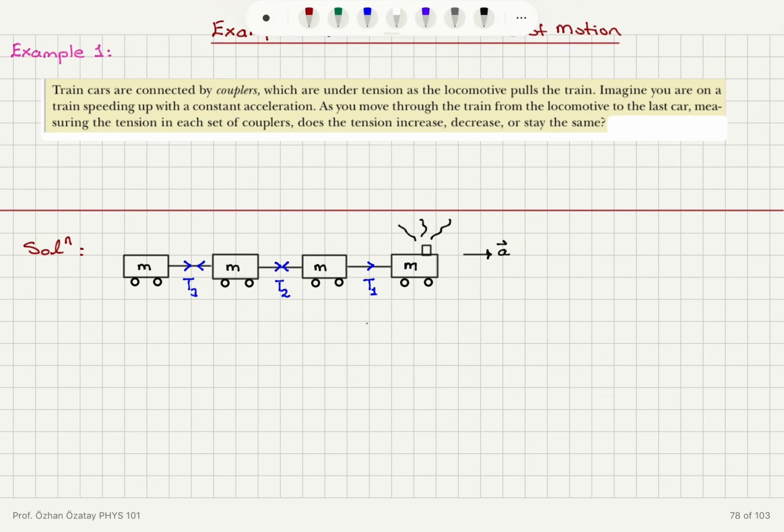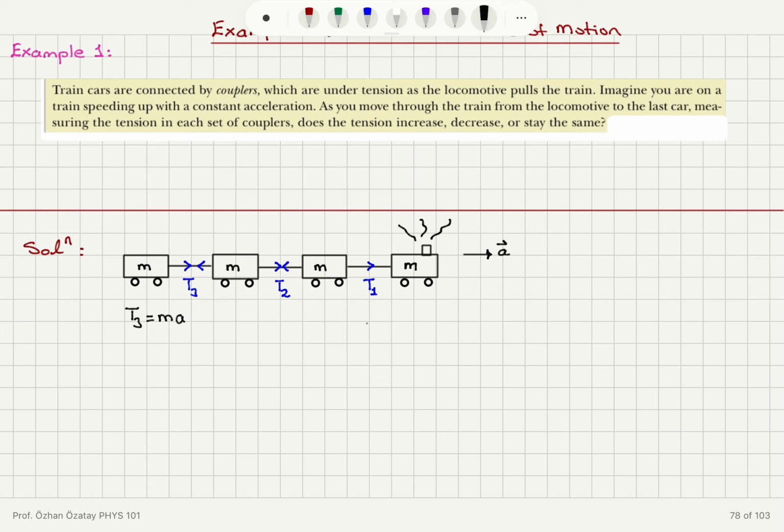Okay, so when I look at the free body diagram of the last car, I only see that it is under the influence of this tension T3 and it's moving with acceleration A. Therefore, I can say that the net force acting on this last car is T3, which is equal to its mass m times acceleration A.